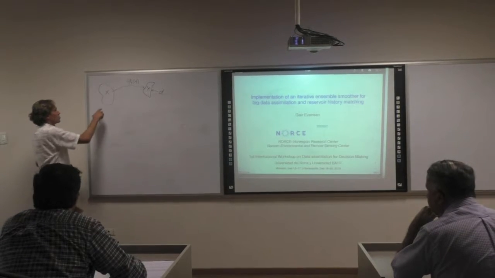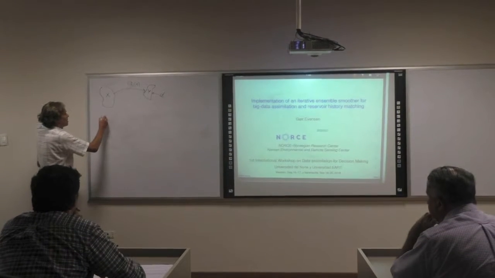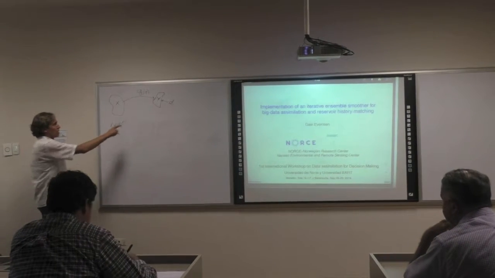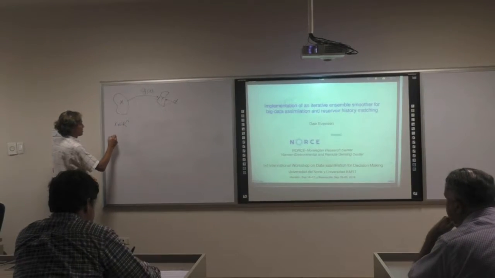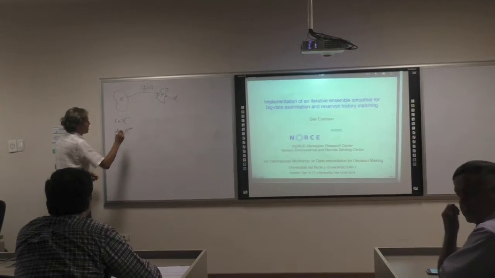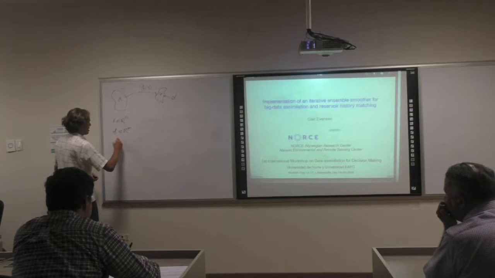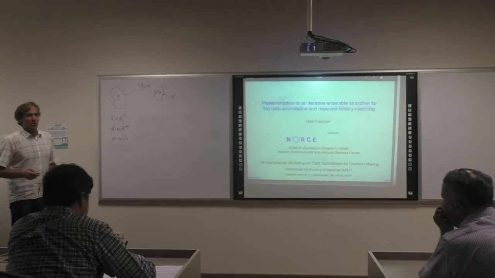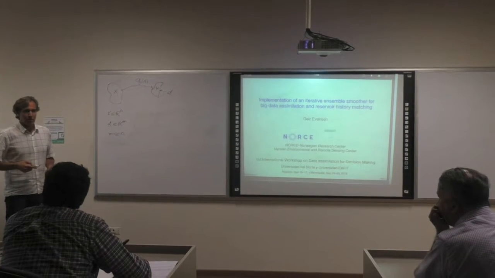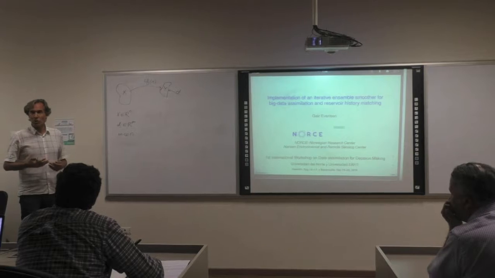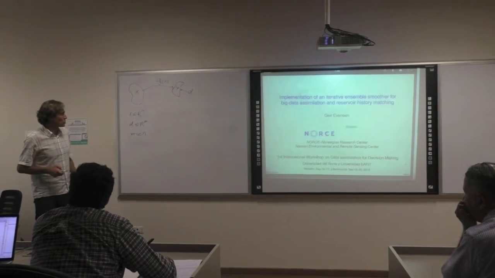Normally this X is huge, so X is in R^n and it's big. This D is in R^m, and m is much less than n. So that means it's an underdetermined problem. I have many more unknowns than I have conditions in the measurements.